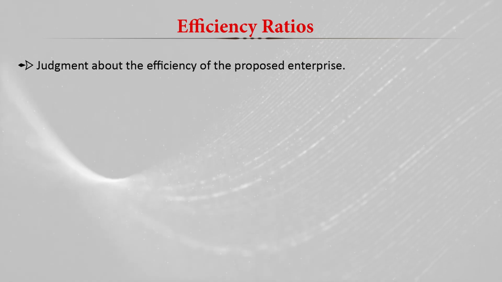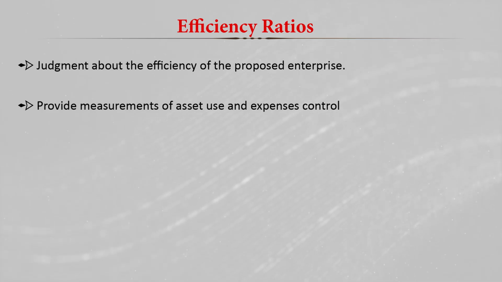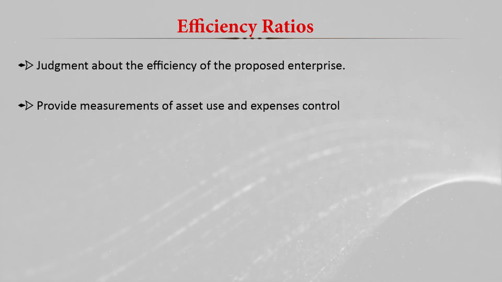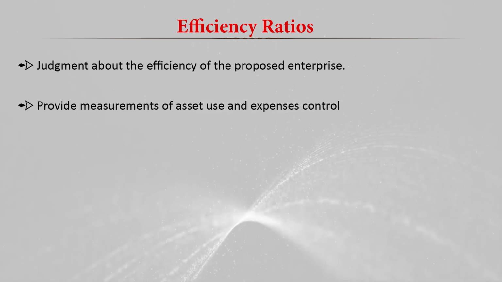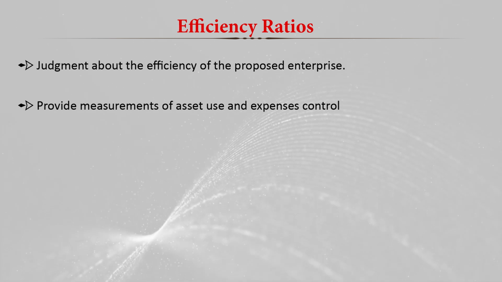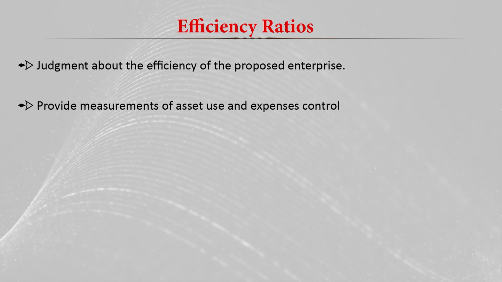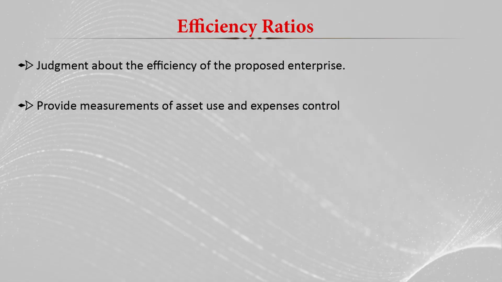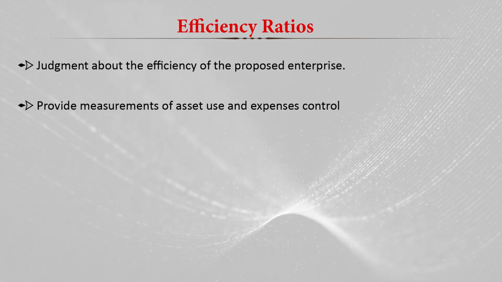And now we move to the efficiency ratio. Basically, the efficiency ratios provide the judgment about the efficiency of the proposed enterprises. Actually, they provide the measurement of the assets used and the expenses control. So actually, how much assets we are using or how much expenses we are controlling. So basically, it provides the efficiency in terms of utilizing fewer resources and getting more output from the enterprise.